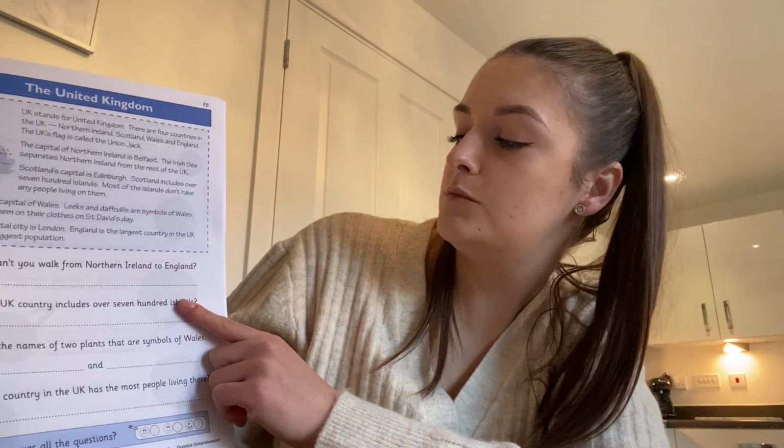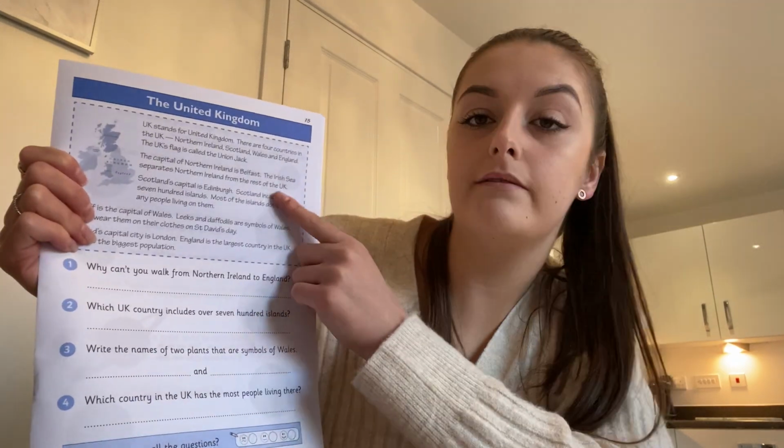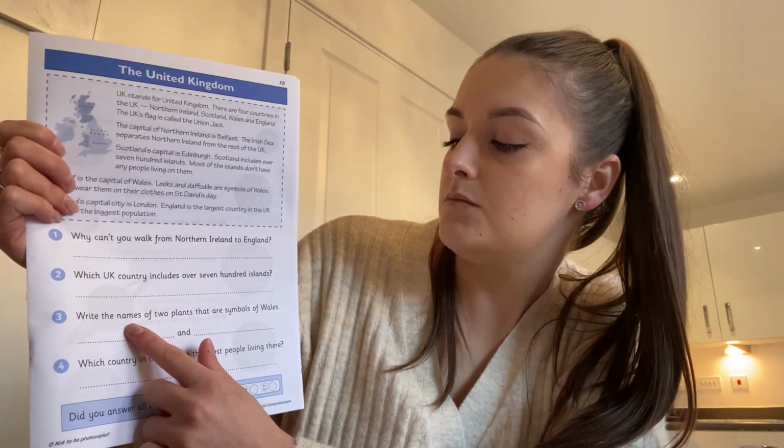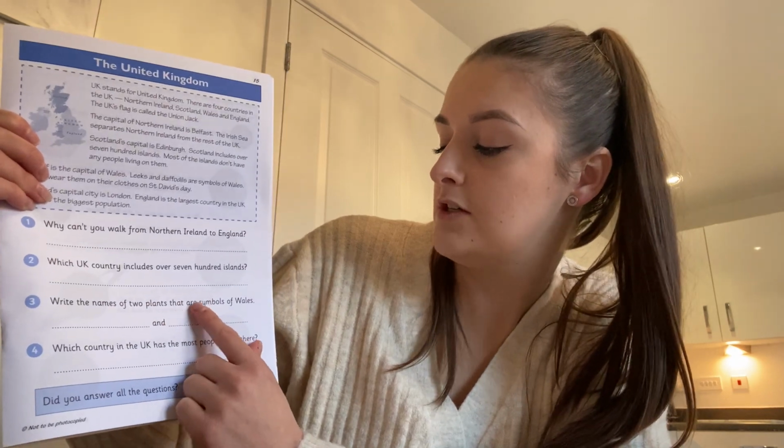Now, when you finish reading it, moving on to your questions, you've got number one, why can't you walk from Northern Ireland to England? That's going to be somewhere in here, okay? Don't just try and remember, go and find it and use your pencil and underline it so you can copy it directly down onto your line, okay? If we look at question number 3, it's asking you to write the names of 2 plants that are symbols of Wales. So it doesn't just want one, it wants 2, okay? So make sure you find both of those in the text.